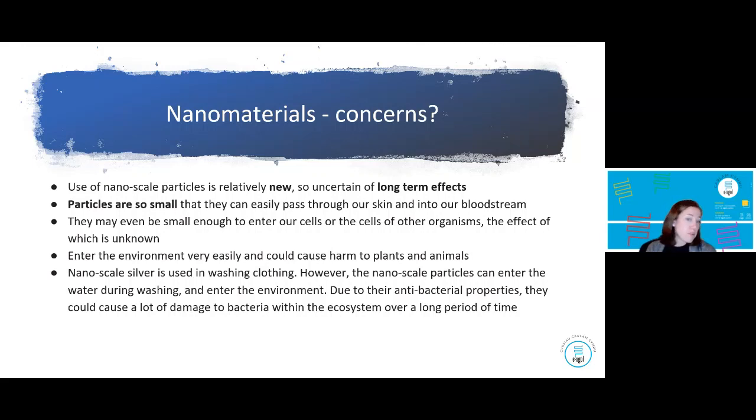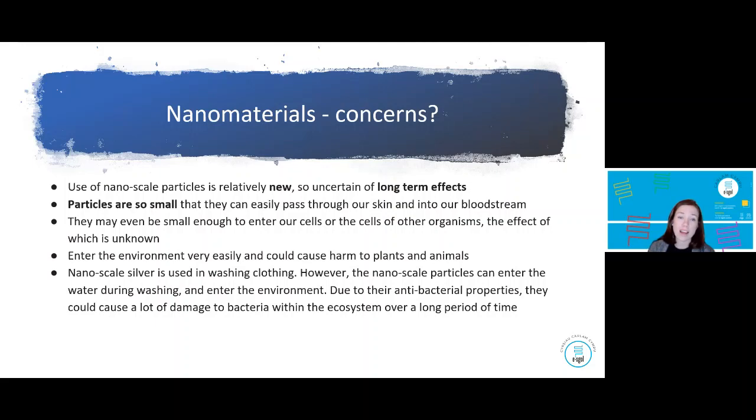They could enter the environment very easily and could cause harm to plants and animals. And nanoscale silver is used in washing clothing because, as we know, okay, it kills bacteria that release the unpleasant smells. However, the nanoscale particles can enter the water during that washing process and therefore enter the environment. Now, due to their antibacterial properties, they could cause a lot of damage to bacteria within the ecosystem over a long period of time.